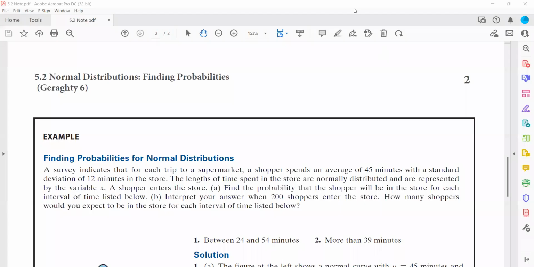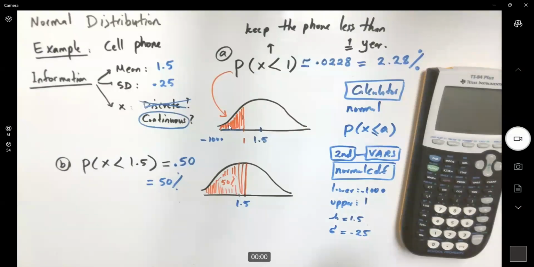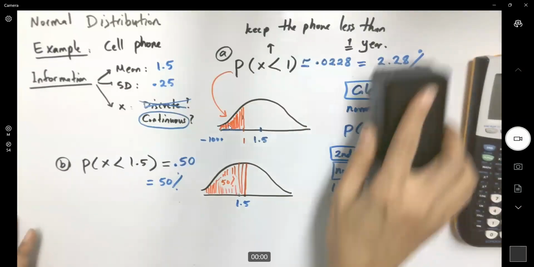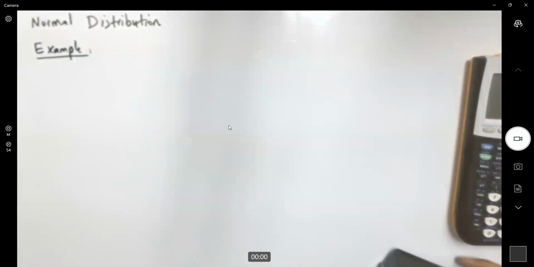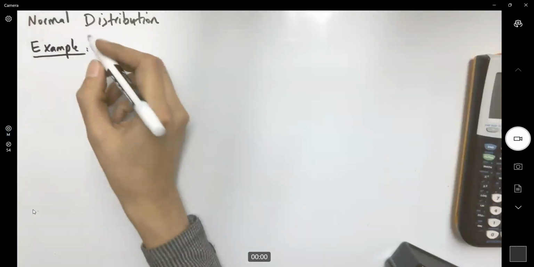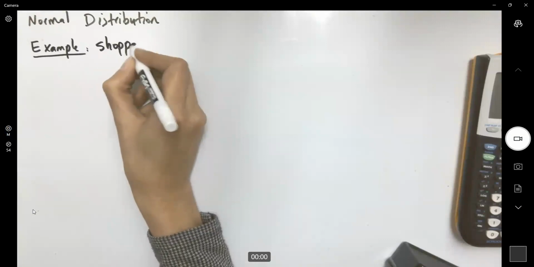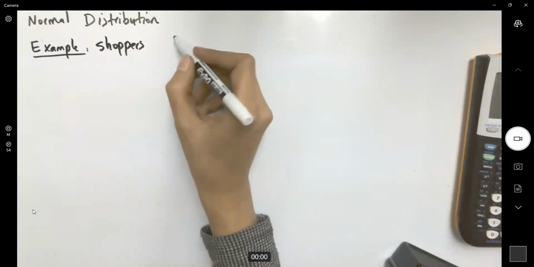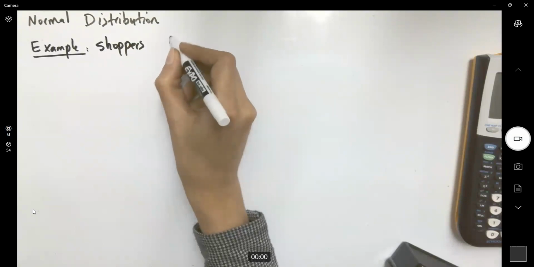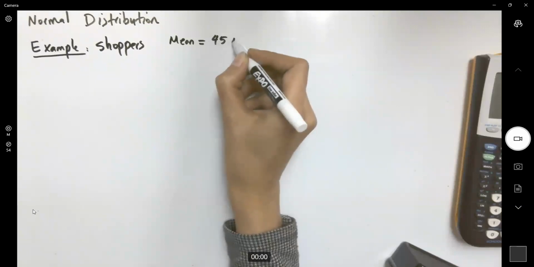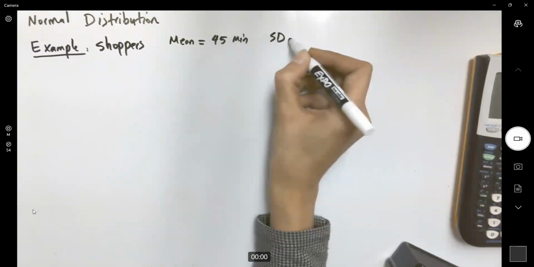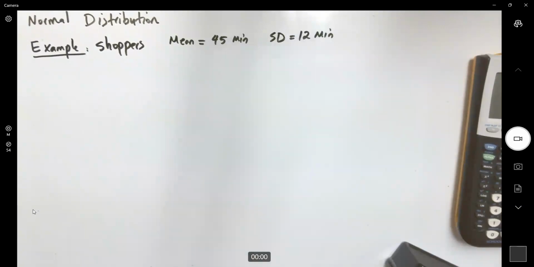Very good. So let us identify important information in this question, then use our calculator. So in this example, we're dealing with shoppers in a store. First of all, the question says, hey, I give you the average, I give you the mean. The mean is equal to 45 minutes. I give you the standard deviation. Standard deviation is 12 minutes, am I right?